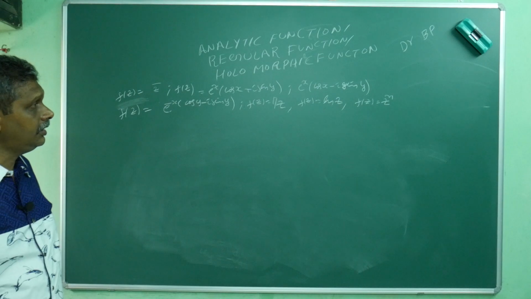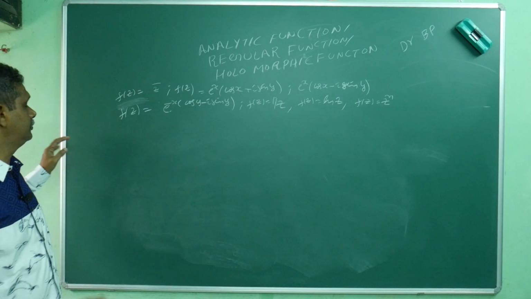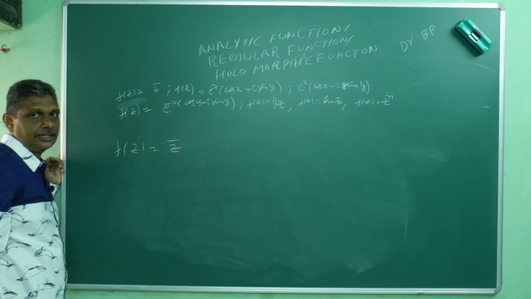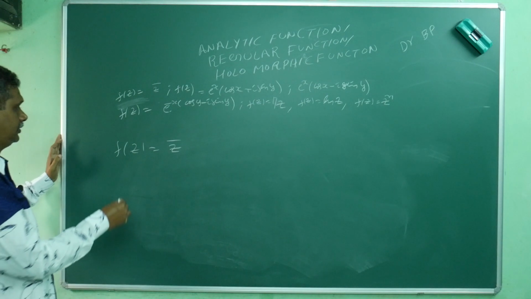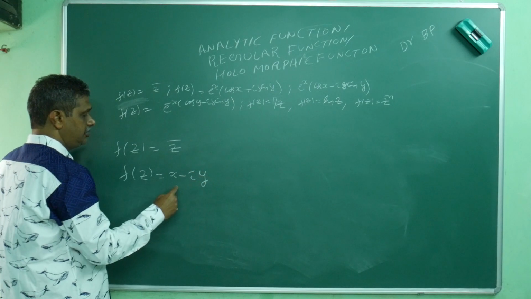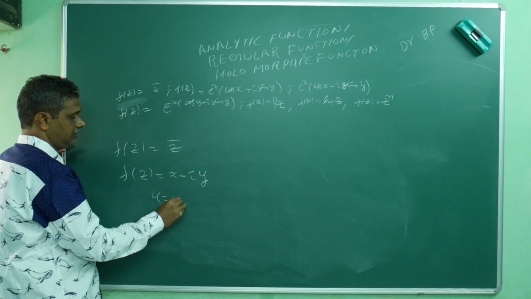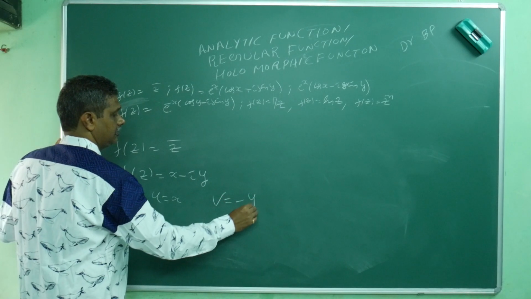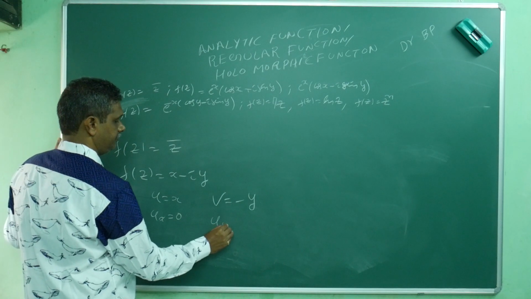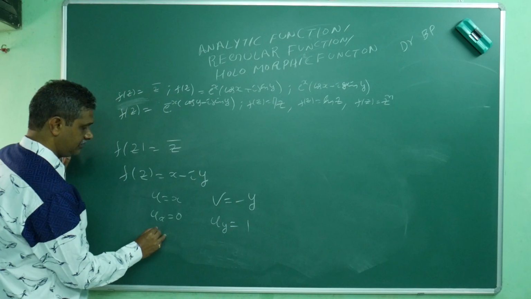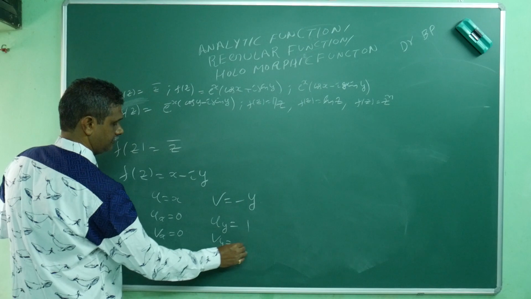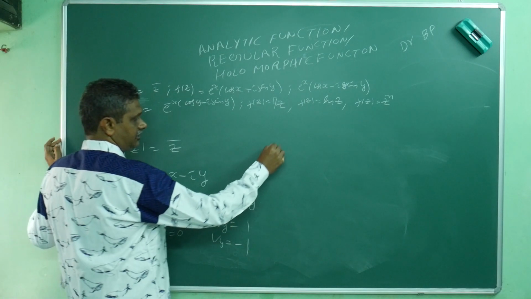So now one by one, I will do each problem. f of z is equal to z bar. We know z is equal to x plus i y, so z bar is equal to x minus i y. Now, who is u? Here u is equal to x, v is equal to minus y. Now ux is equal to 0, uy is 1, vx is equal to 0, vy is equal to minus 1.